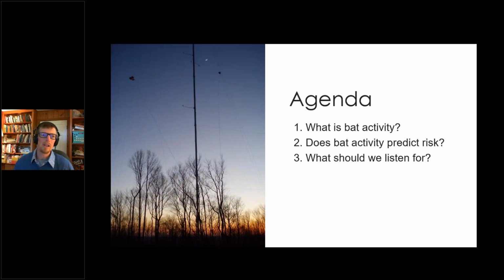I'll focus on three large categories. First of all, what is bat activity? The term bat activity gets thrown around a lot, and it can mean different things in different contexts. I think it's important to take a little bit of a dive into what bat activity really is. Second, I'll quickly go through existing knowledge on whether bat activity, as defined above, does in fact predict risk. And then lastly, make recommendations of what I think the technology can do best, and how we should be and how we could be using it as an industry.